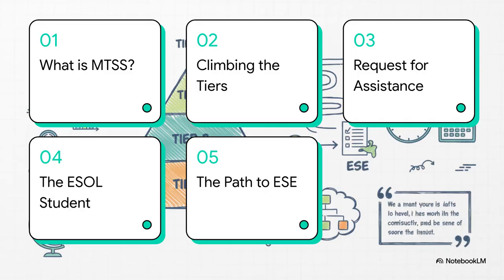So here's our game plan. We're going to walk through 5 key parts of this journey. We'll start with the foundation, which is MTSS. Then we'll talk about climbing the different tiers of support. After that, we'll get into the nitty-gritty of the paperwork with the request for assistance. We'll also look at the really specific pathway for our English language learners. And finally, we'll walk the path that leads to an exceptional student education, or ESE evaluation.